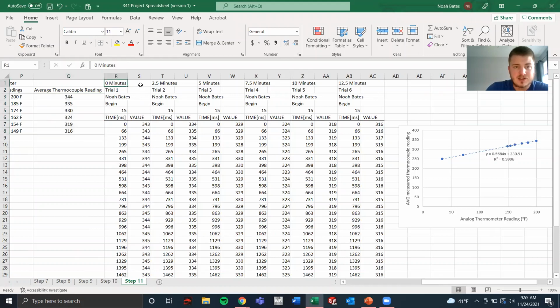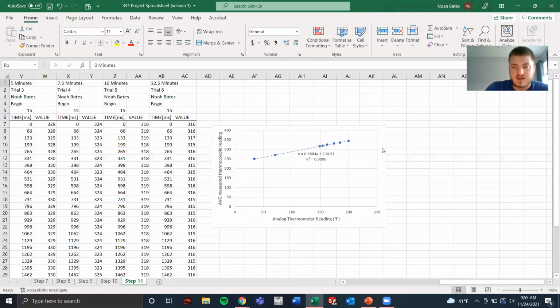And I did it at 0 minutes, 2.5 minutes, 5 minutes. I did it for about 2.5 minutes each until we got to 12.5 minutes. And again, this is the graph that came out of that.